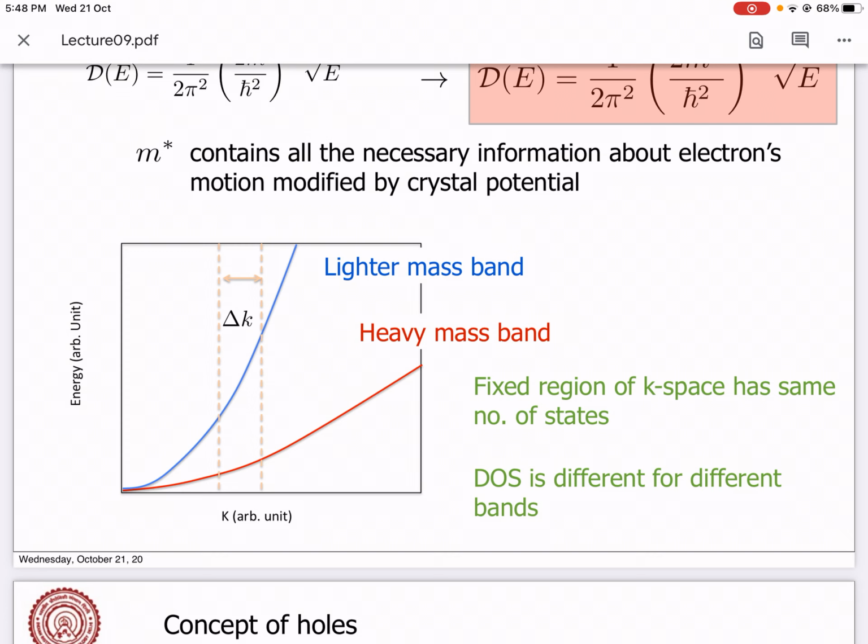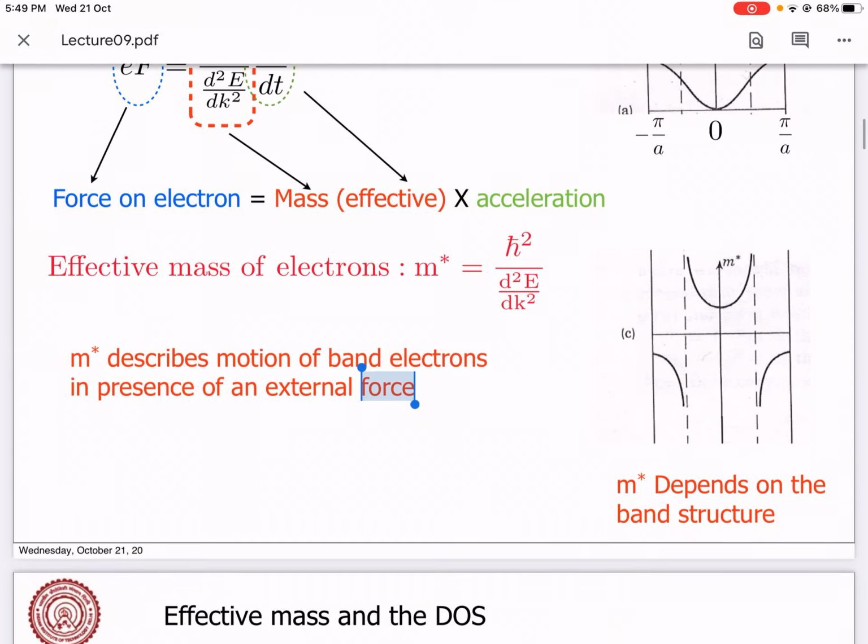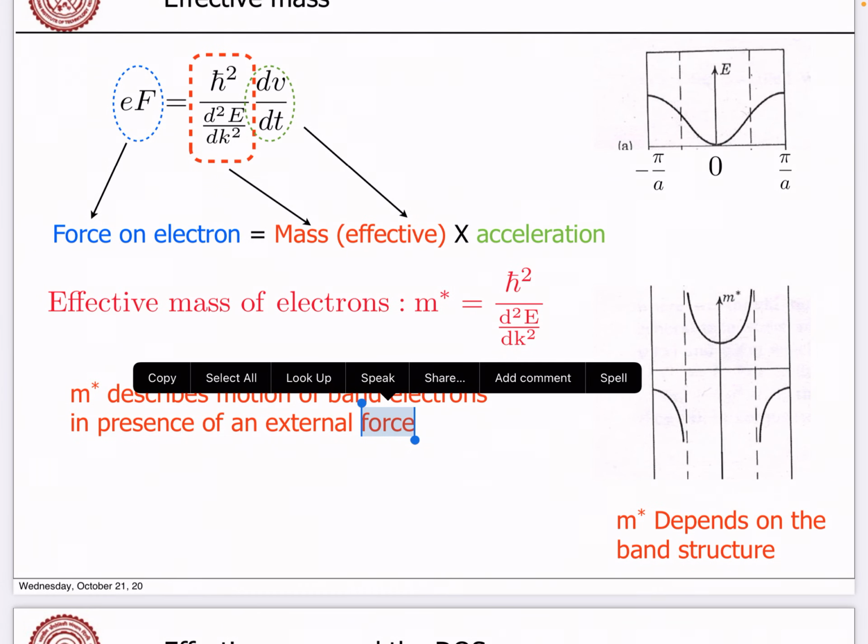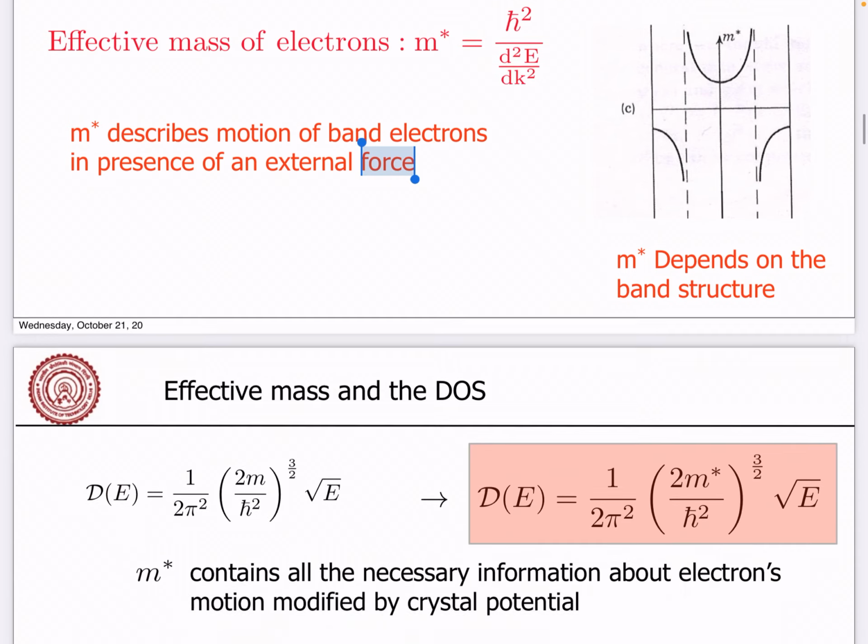The blue curve has stronger curvature, right? So since d2E/dk2 is inverted, the inverse of this is the effective mass. Therefore, the higher curvature band will be the lighter one, the lighter mass electrons, whereas the red curve, which is the flattened one, will have the heavy mass electrons, right? I hope that you understand that, because we have defined effective mass as h square by d2E/dk2.